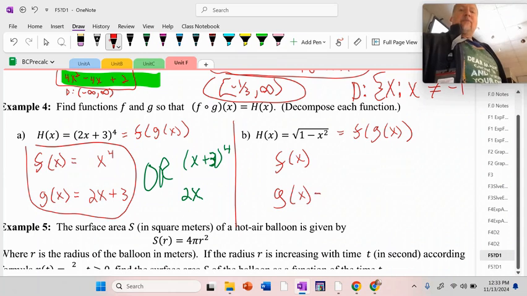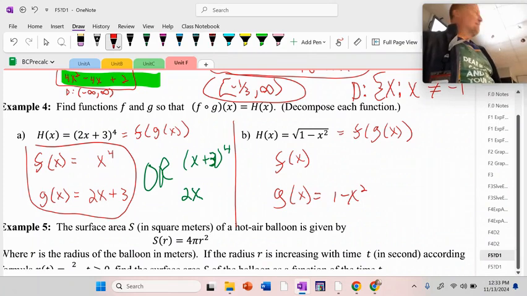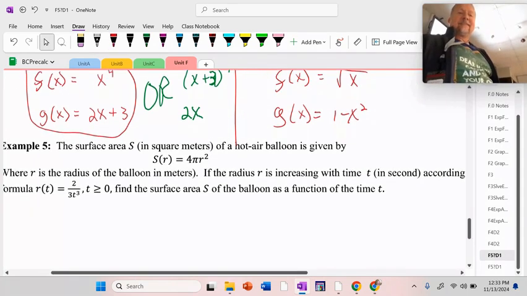G of x, what did everyone put? 3, 2, 1, go. Most people would put, no, if you put the square root, you're in wrong order. I said g of x. 1 minus x squared. She wants to get this over with. Did you hear the tone in her voice? And then what's this got to be then?